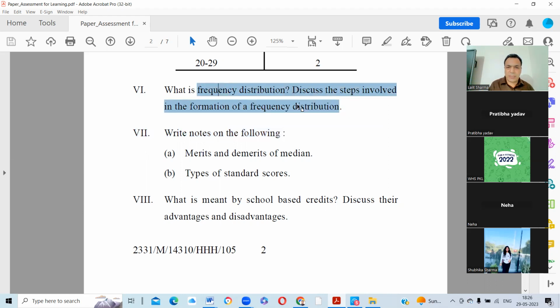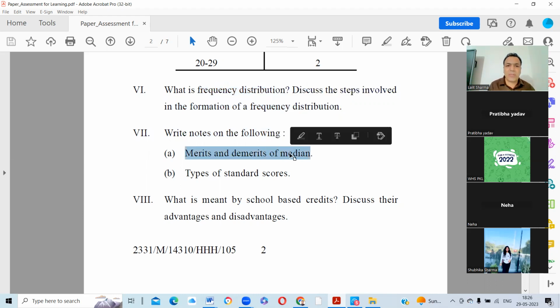This question has come from the statistics part, and this question also comes from the statistics part. Merits and demerits of median, right? The same central tendency. The measures of central tendency are mean, median, and mode. We will discuss that. Right now I'm just showing you the syllabus and the strategy, how we have to do it and what type of questions would come.